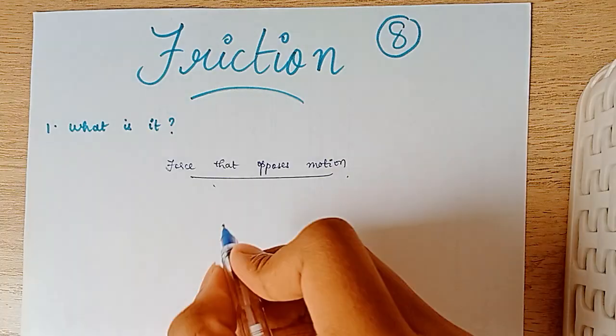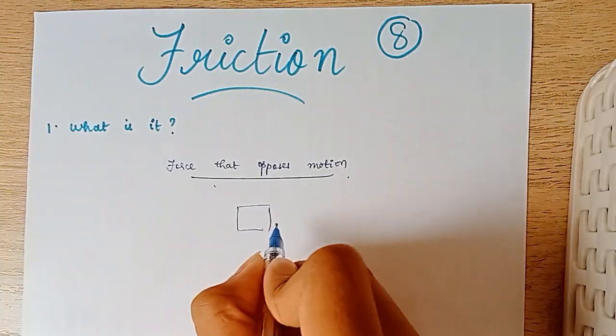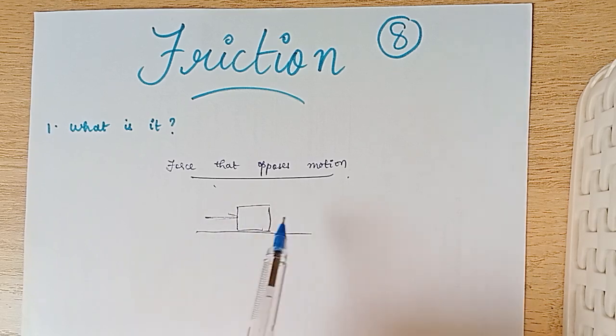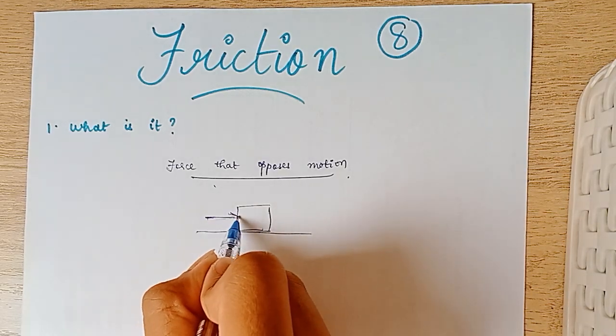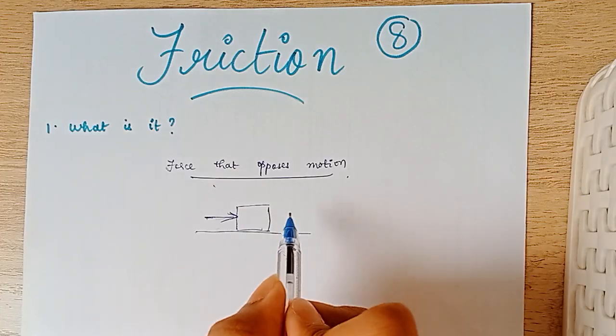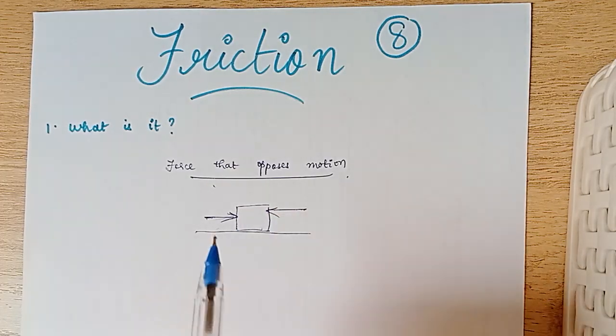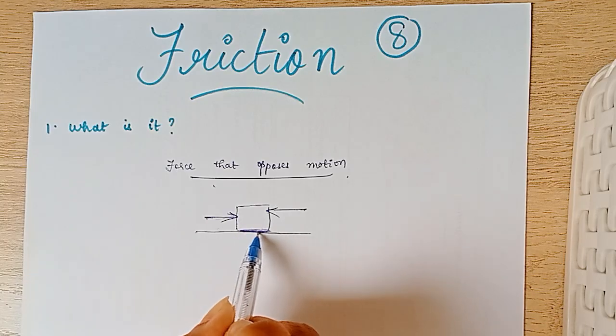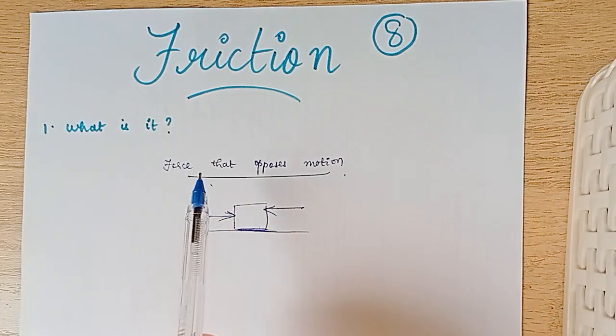For example, if you have a box on a table and if you push it from the left side, when you apply a force from the left side, friction works on the right side. Friction stops or slows down the object from moving. This is what friction is. It is a force that opposes the motion.